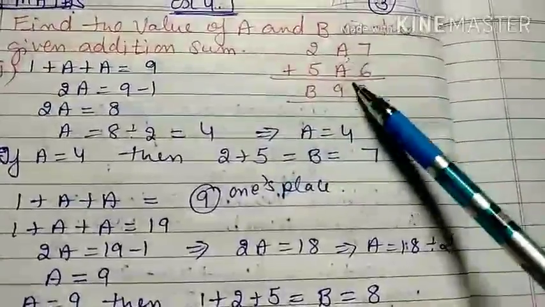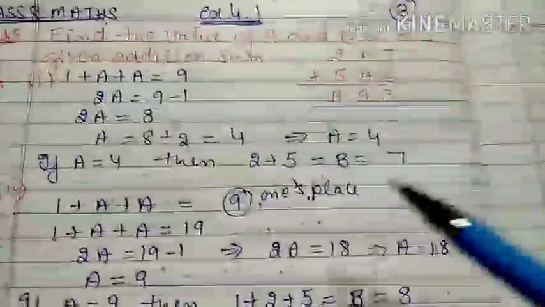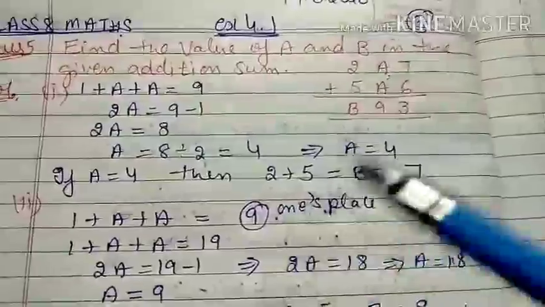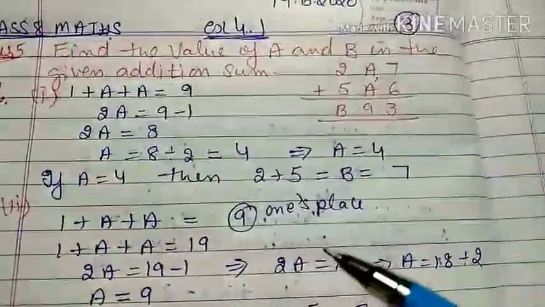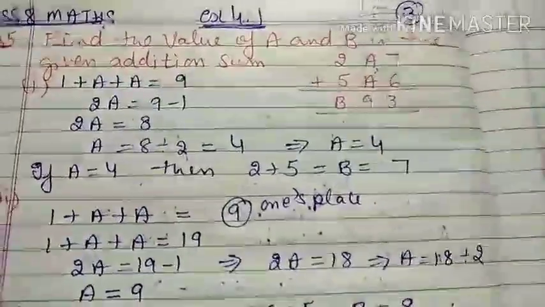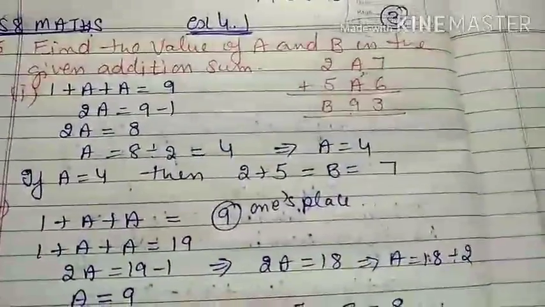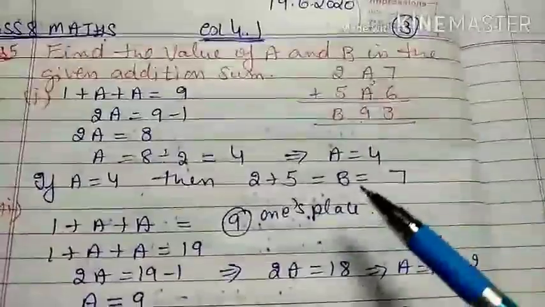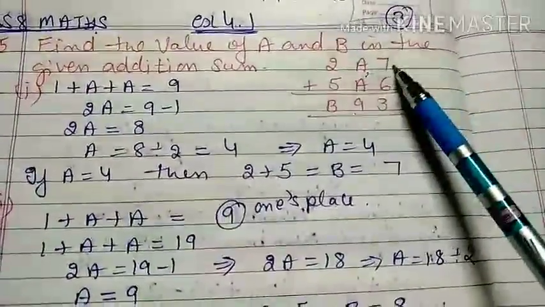Whatever value is here, the same will be here also. Okay, so first we check the condition. We have two options. If 9 is there, that means if you add a plus a, the unit place should be 9. So I have two options in this. Before that, you have to check.